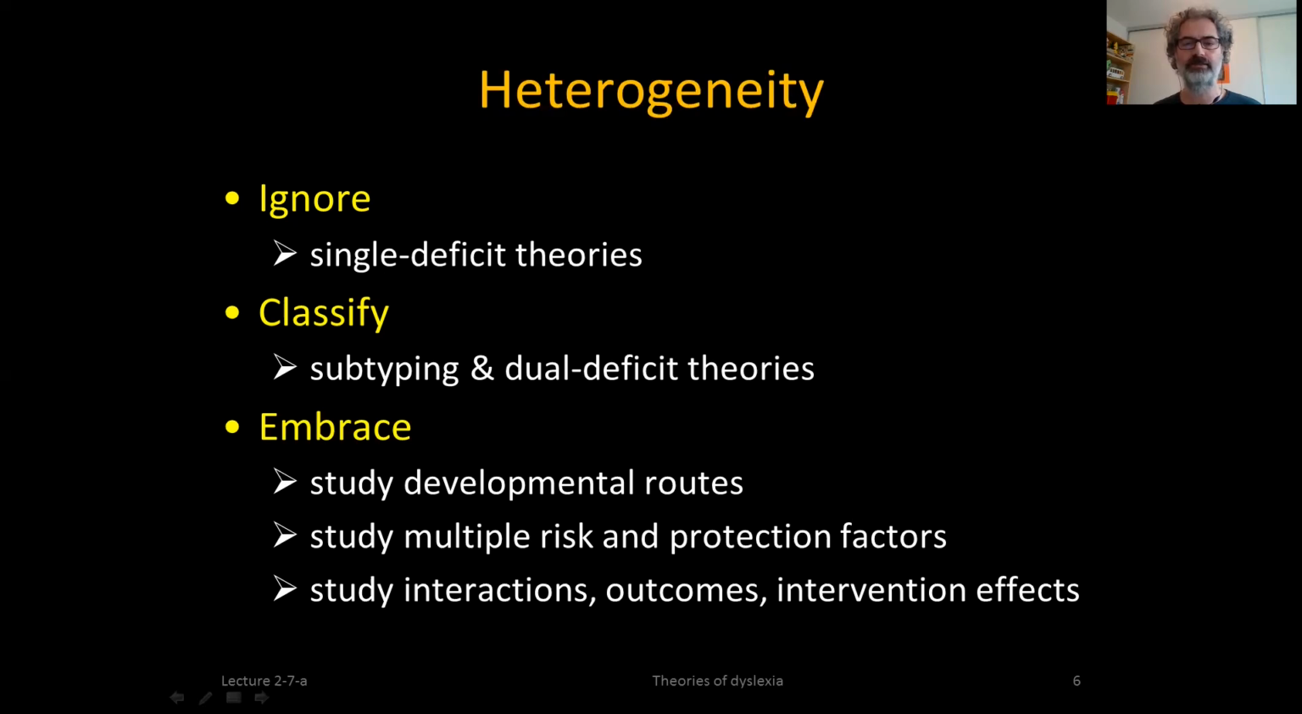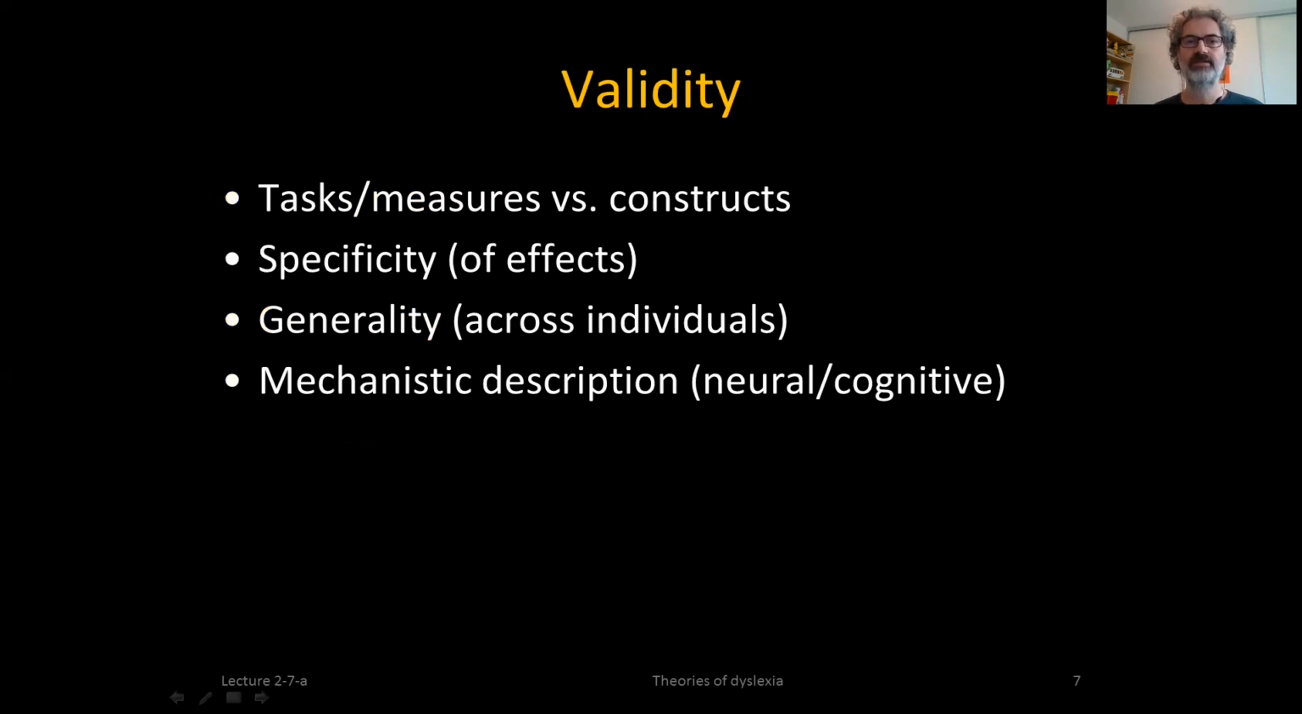Many existing theories of dyslexia suffer from problems with validity. Validity is the extent to which a measure or a theory concerns what you want it to concern.